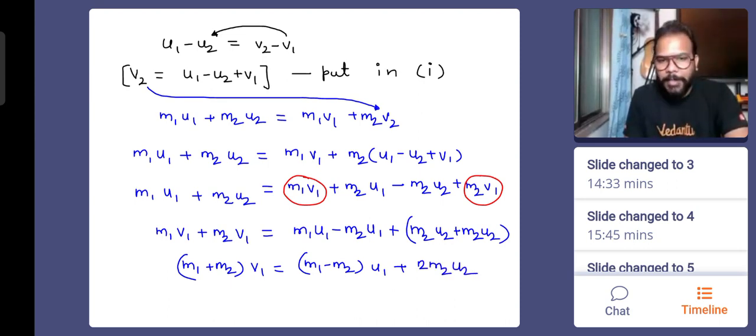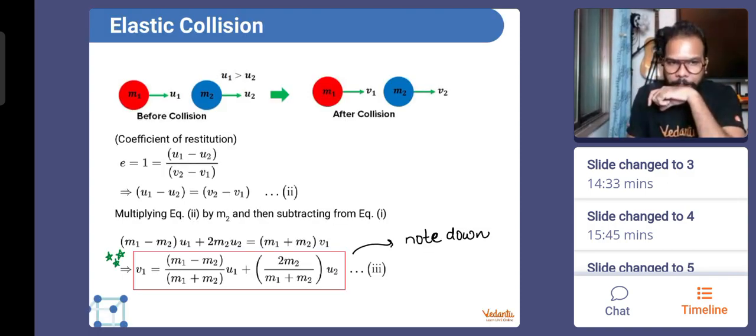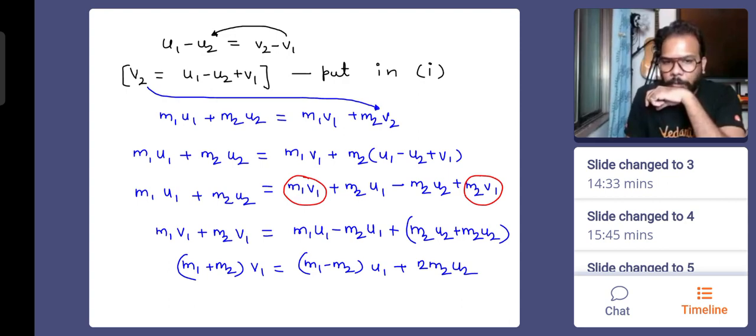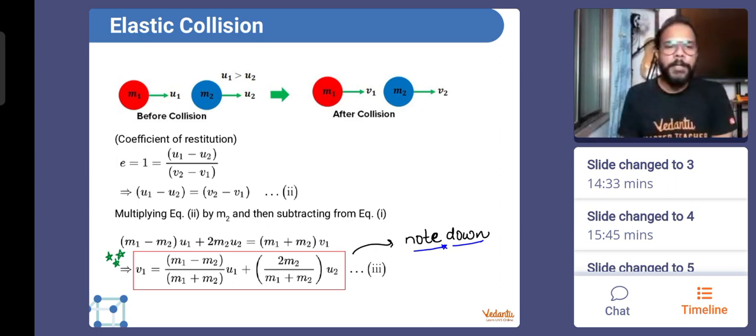Now what will I do? I will take this m1 plus m2 to the left hand side, and my final expression will come out as this. This is the final expression that we were getting. Okay. v1 is m1 minus m2 upon m1 plus m2 into u1, plus 2m2 upon m1 plus m2 into u2. So this is what it is. Please note this down, everybody. Very important formula. And I would want you people to actually remember the formula.